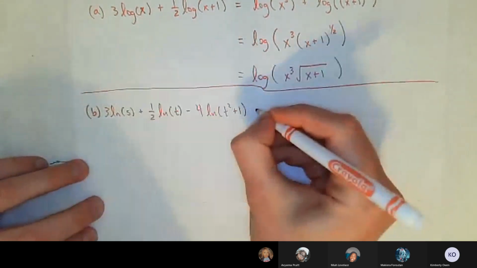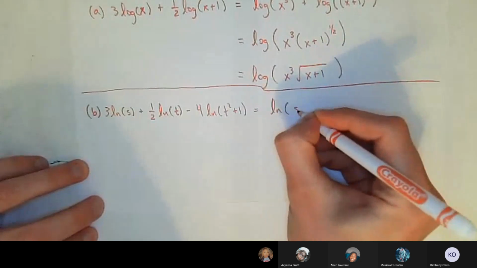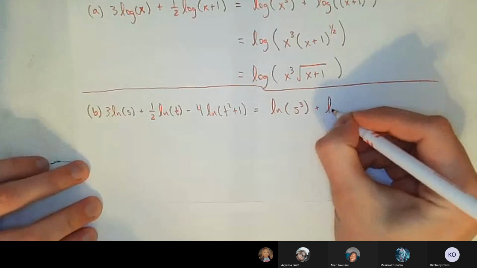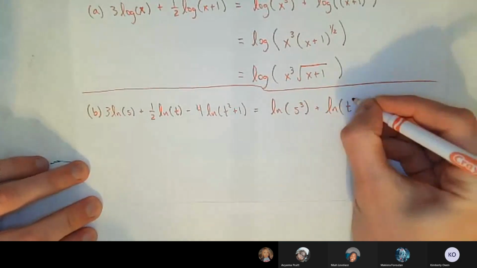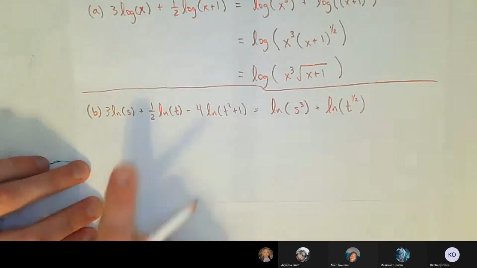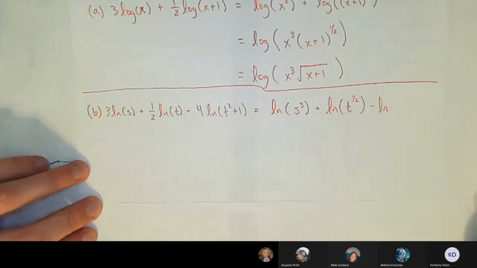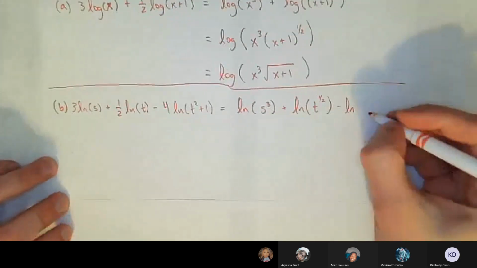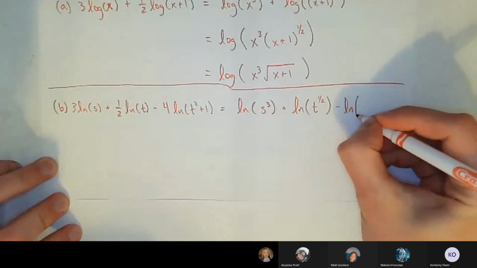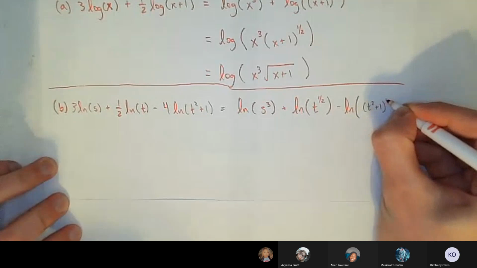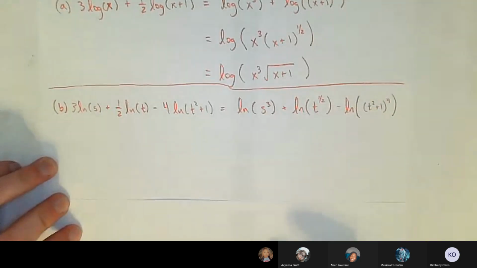Okay, so first I'll say ln of s raised to the third power, that's the first term, plus ln of t raised to the 1/2 power, just bringing that 1/2 in, and then here minus ln of, and again, going to need to make sure I double up on the parentheses here, so I say t squared plus 1 raised to the 4th power, and then close the input of my natural log function there.